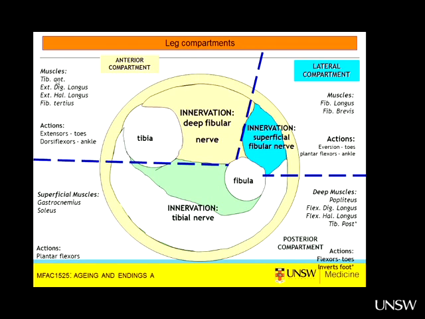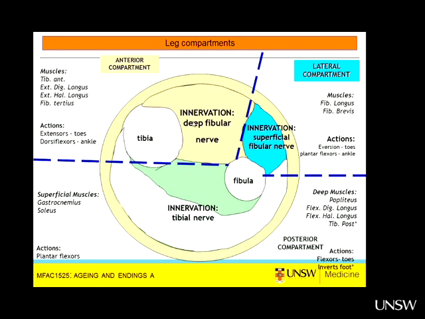So this diagram looks a bit busy, and I should have made it simpler, but anyway. If we look here, this is a cross-section of the leg, and the two bones that you would find in the leg would be the tibia and the fibula. The leg is also divided into three compartments by the fascia. It's divided into a posterior compartment, a lateral compartment, and an anterior compartment.